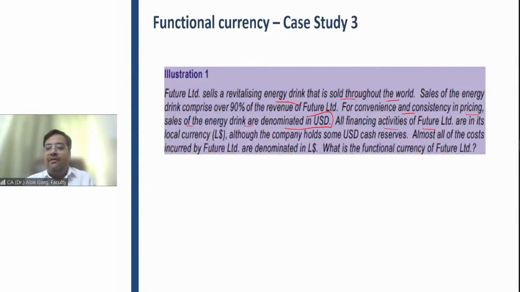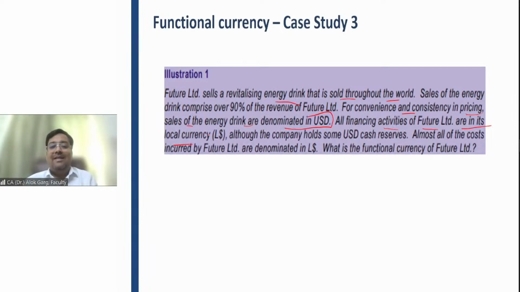All financing activity of Future Limited are in its local currency. Although the company holds some USD cash reserves, right? So whatever local currency, let's say INR, the financing activity is happening in INR, but the company holds USD cash reserves. So whatever money comes, it has been retained in US dollar.